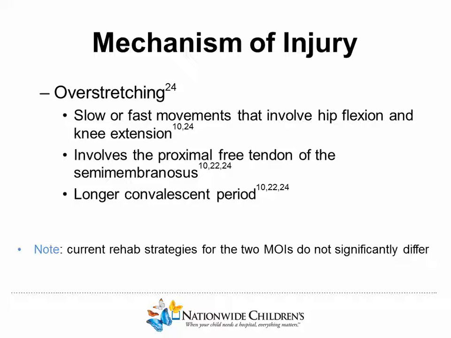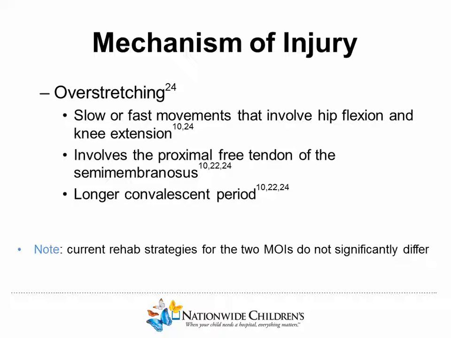The second most common mechanism of injury is going to be your overstretching, either fast or slow, in ranges of motion that take you into full hip flexion and knee extension. It's a little bit more common in your dancers, your gymnasts, your cheerleaders that are doing a lot of those high overhead kicking motions. This is more typically going to involve the proximal free tendon of the semimembranosus muscle, and it tends to be associated with that longer convalescent period.